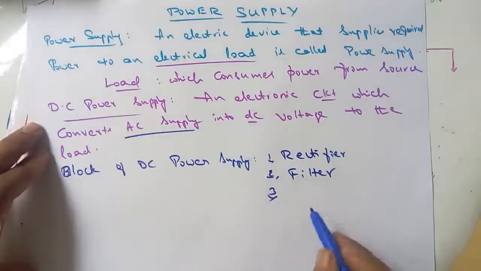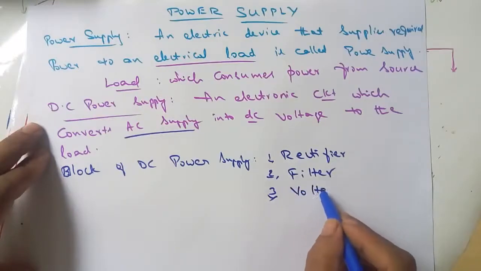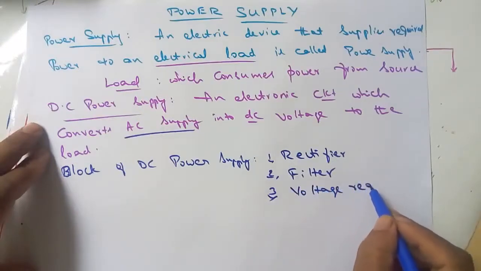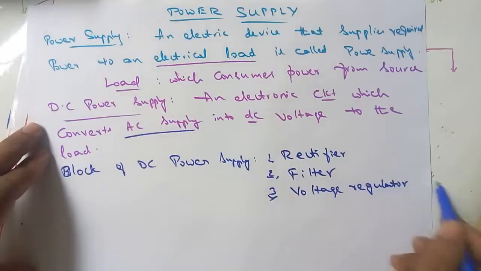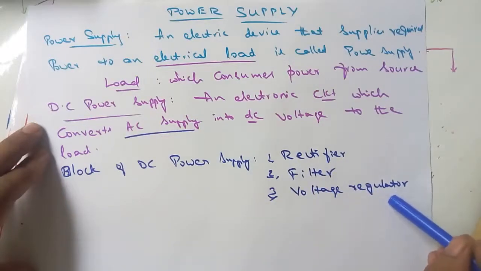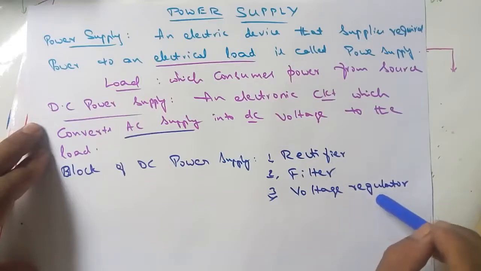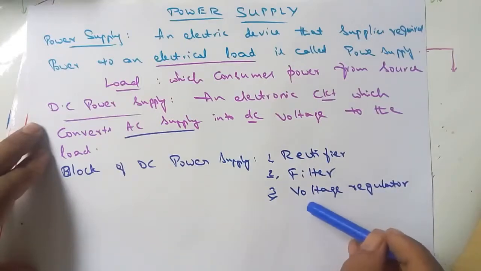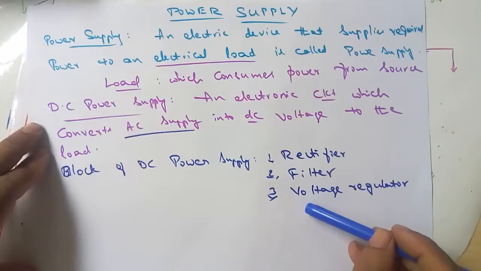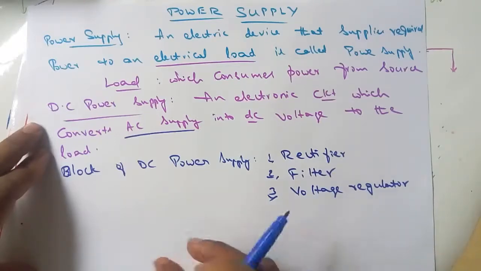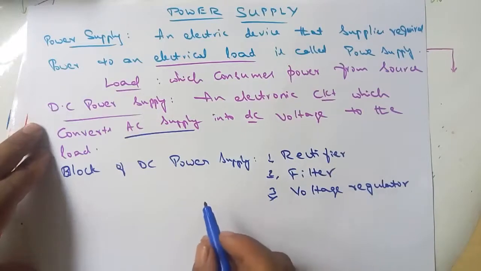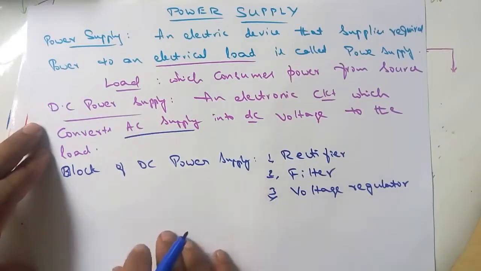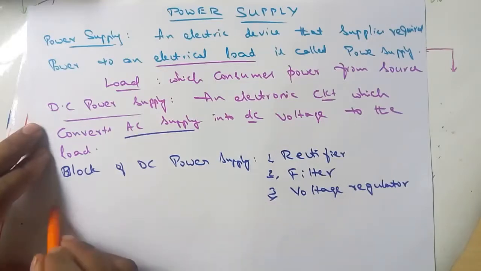The third one is the voltage regulator. Voltage regulator means what? It gives a constant output voltage, that means the output voltage remains constant for the load. That is called the voltage regulator. Right? Now we will see the classification.